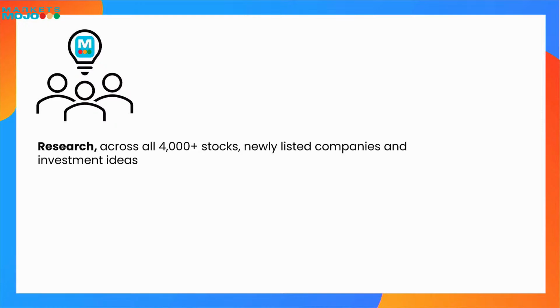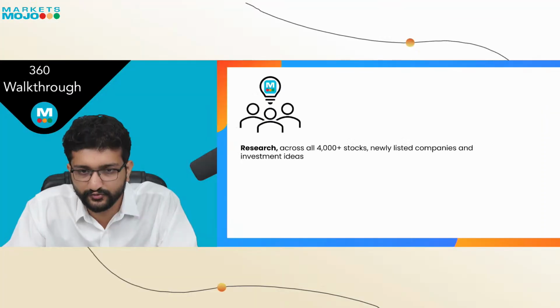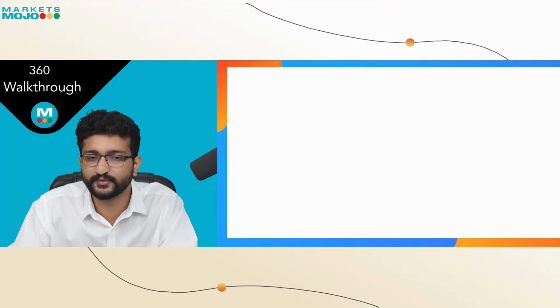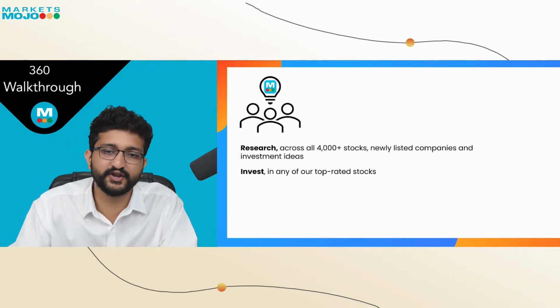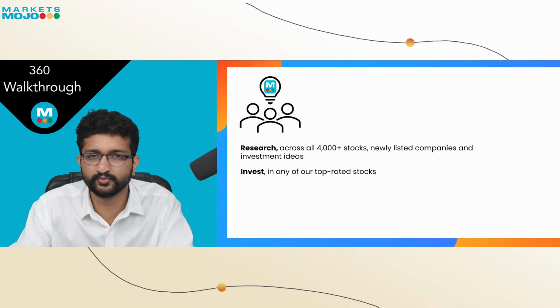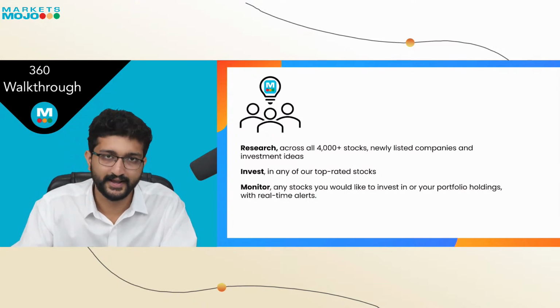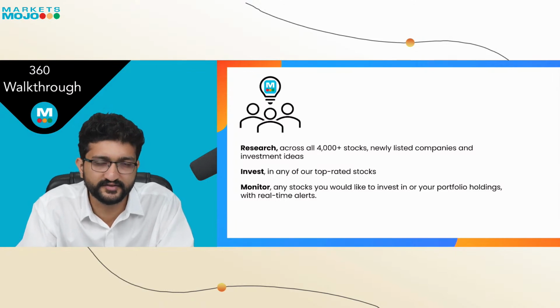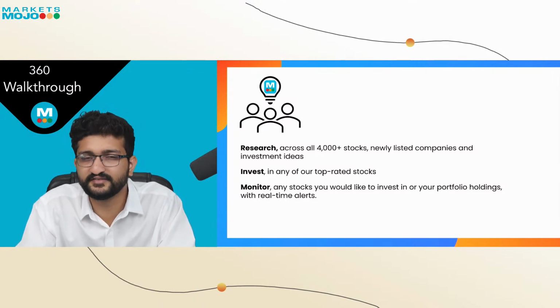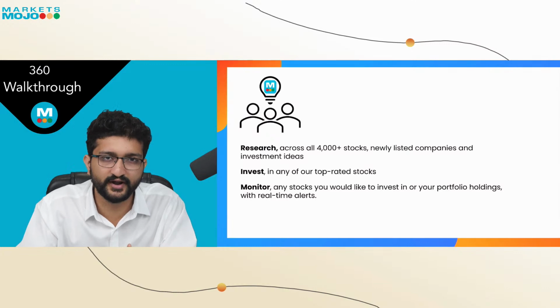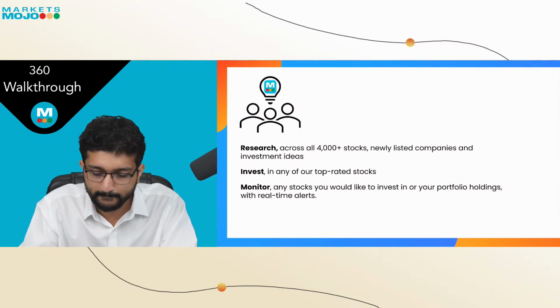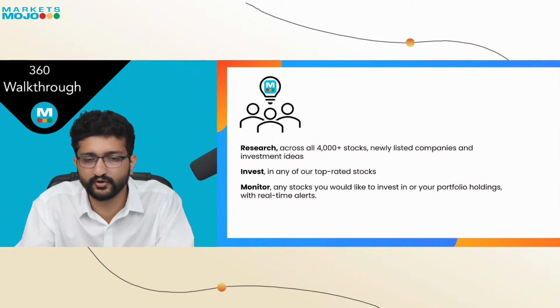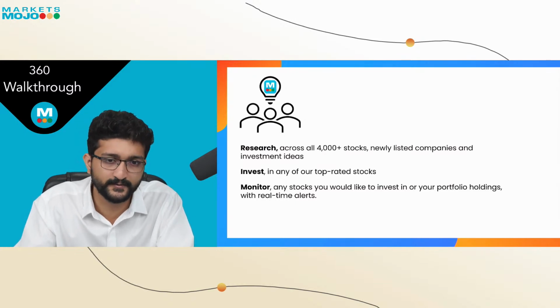So we understood researching across all 4,000 stocks, newly listed companies and investment ideas. Investing in any of our top rated stocks, where I'll show you the Mojo stocks and the stock of the month section. And finally, monitoring. After doing all this research, after putting in your money and investing, how you can see whether you performed well via the portfolio tracker and the watch list section. So this was mostly revolved around the stocks section of the website.